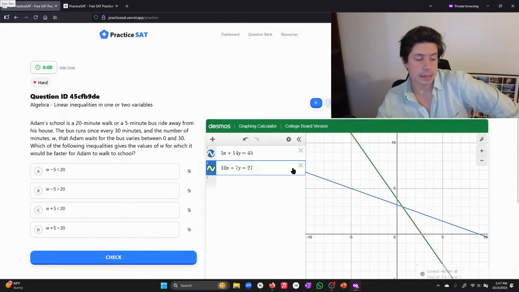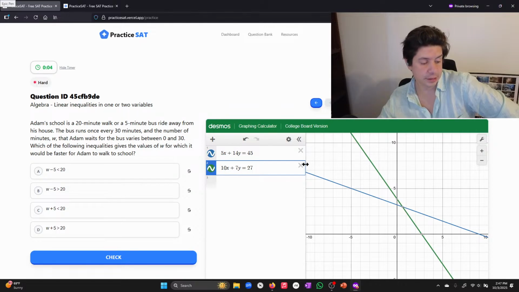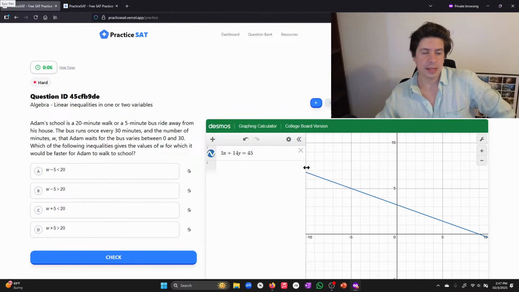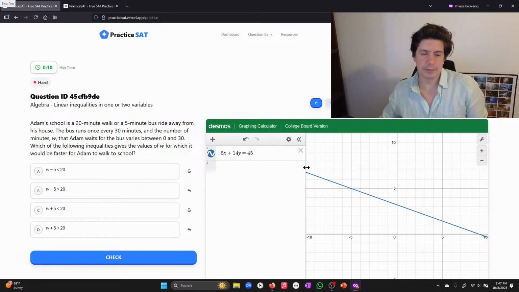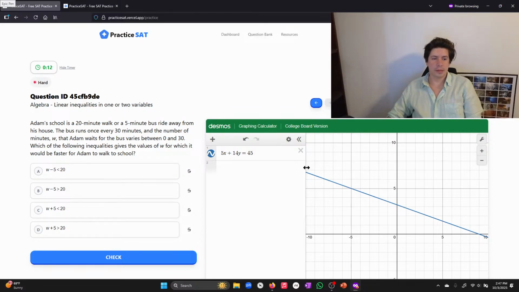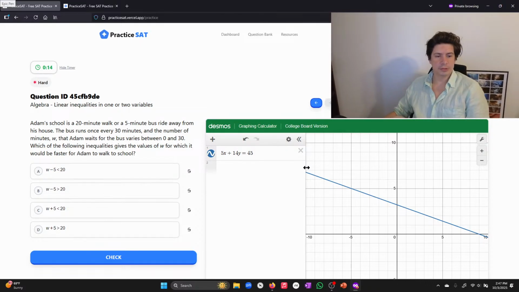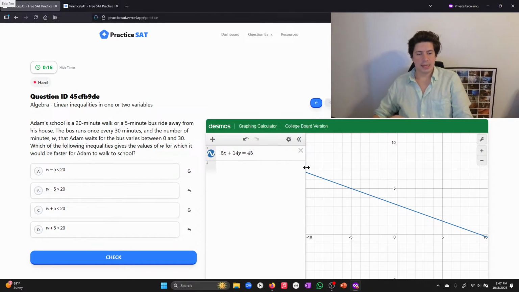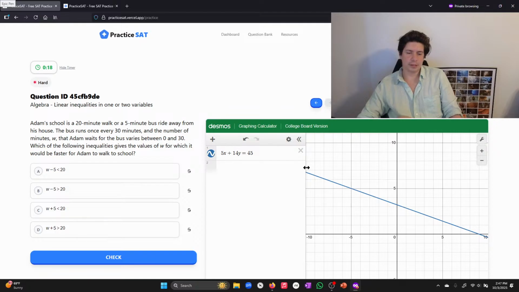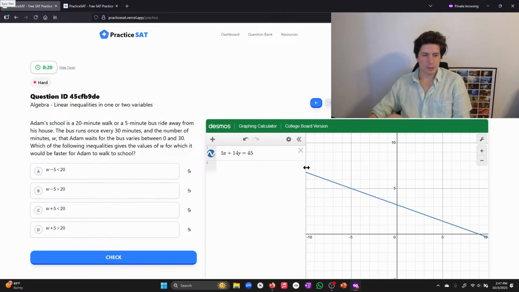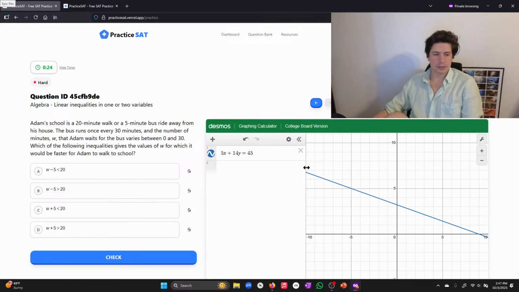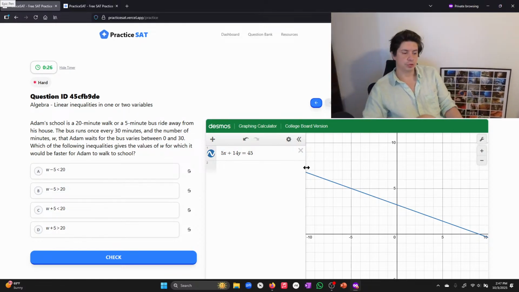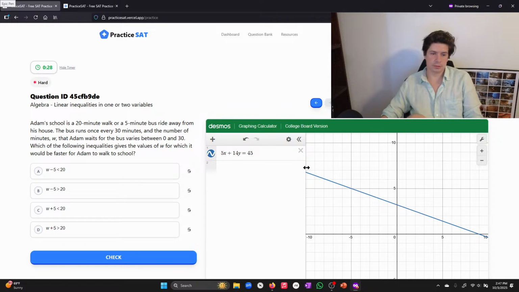Okay. Now let's try this one together. If you get it before me, feel free to put the answer in the chat. Adam's school is a 20-minute walk or a 5-minute bus ride away from his house. The bus runs every 30 minutes, and the number of minutes W that Adam waits for the bus varies between 0 and 30. Which of the following inequalities gives the values of W for which it would be faster for Adam to walk to school?